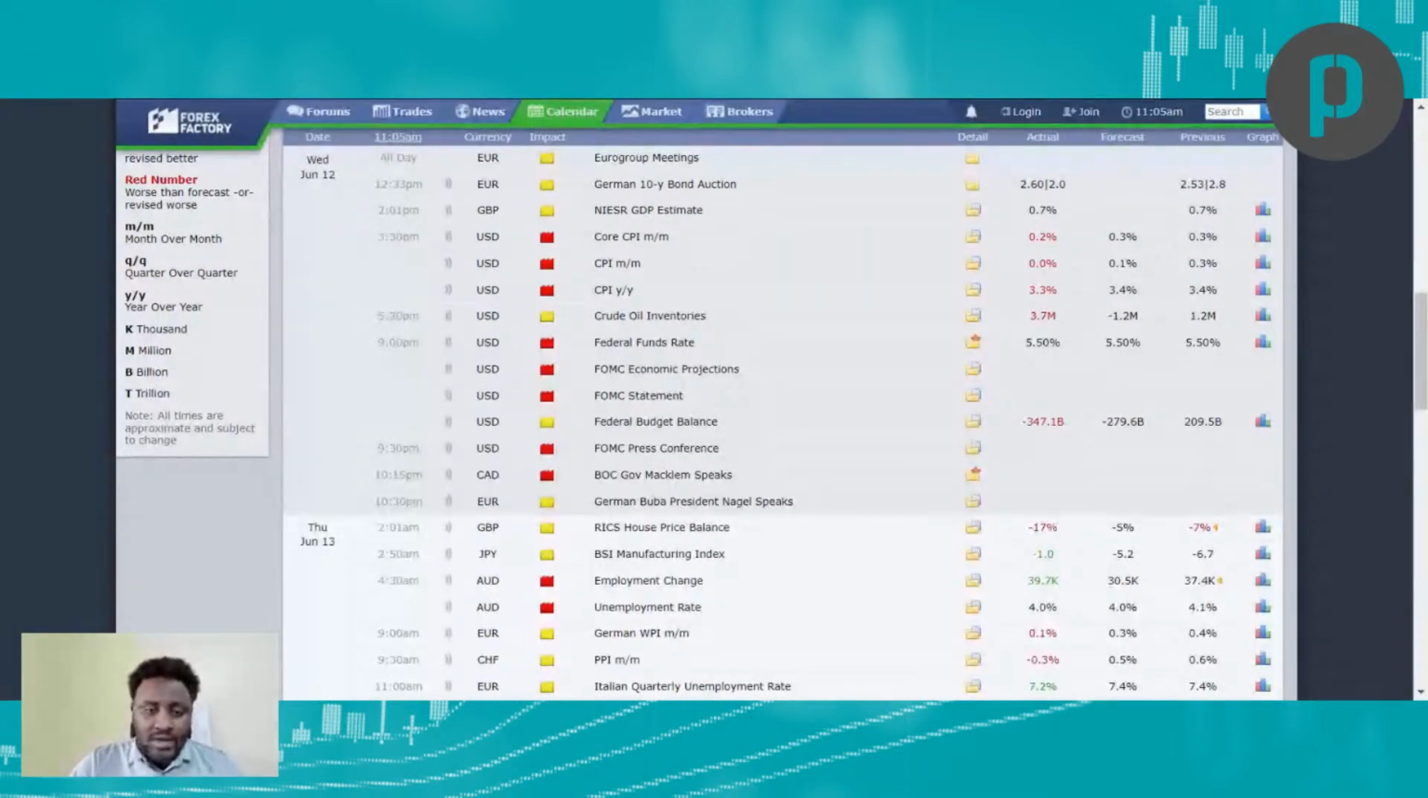Then we also had crude oil inventories at 5:30 p.m. Crude oil inventories came in at 3.7 million, and this was a big jump from a previous reading of 1.2 million. And of course, we expected negative 1.2 million, meaning that the inventories are building up. The way we interpret the inventories data is that an increase in supply of oil implies that prices should be going down. Of course, if there's a decrease, then we tend to see prices moving up. So oil prices took a step backwards as a result of an increase in inventories.